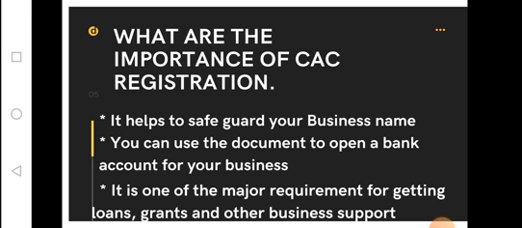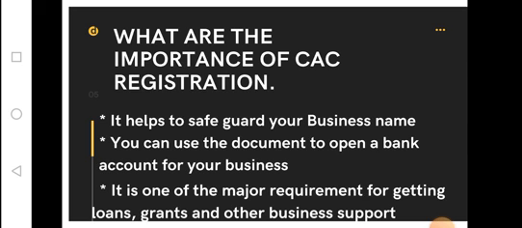And without CAC in Nigeria, you cannot open a corporate account. So this is one of the importance of CAC registration. Another importance of CAC registration is that it's one of the major requirements for getting loans, grants, and other business support. Most challenges of small business owners is funding.